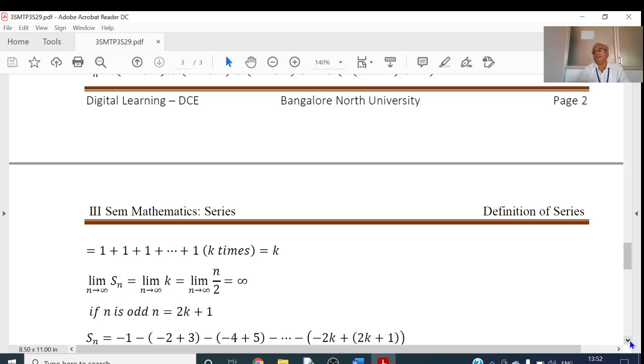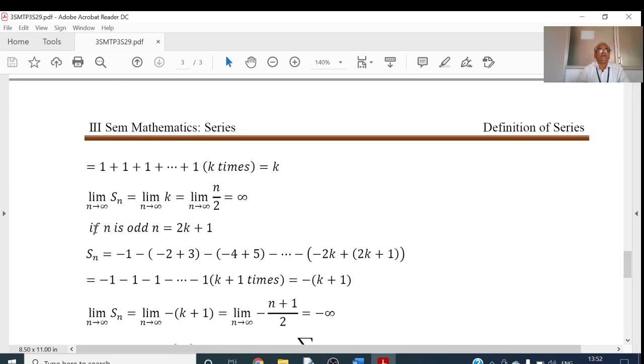Okay. Now what happens if n is odd? If n is odd, let me take n equal to say 2k plus 1. Then the terms are minus 1 plus 2 minus 3 plus 4 up to minus of 2k plus 1. I will keep the first term, minus 1, as it is. Then for 2 minus 3, I will write minus of minus 2 plus 3. And then for 4 minus 5, I will write minus of minus 4 plus 5. Similarly, the last one is minus of 2k plus 2k plus 1.